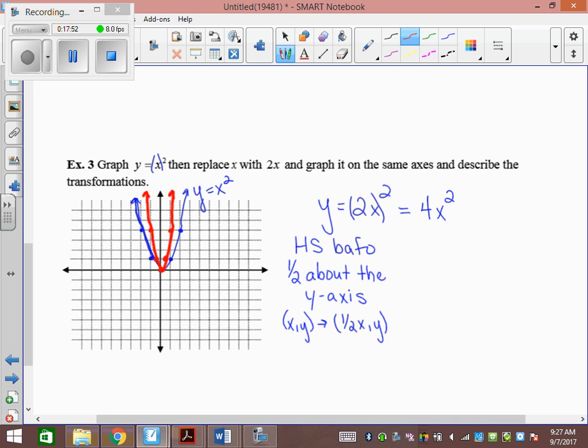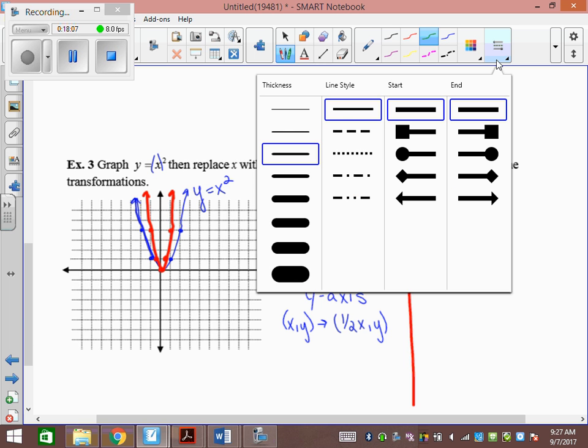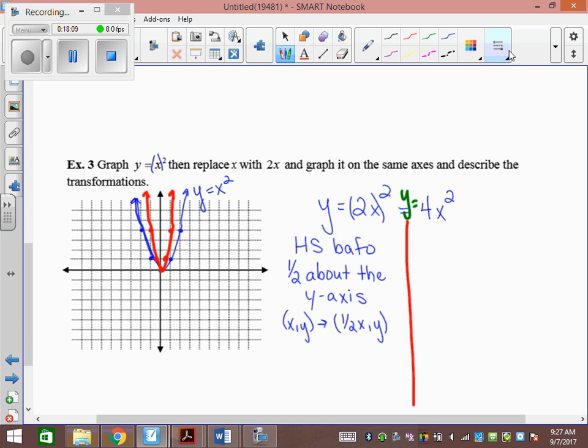So that's my horizontal stretch by a half, correct? Now I told you that these are the same, did I not? That you should get the same? So let's see if I'm a liar. So this would be y equals 4x squared, right? So this is vertical stretch by a factor of what? 4. Because it's not with the variable, right?